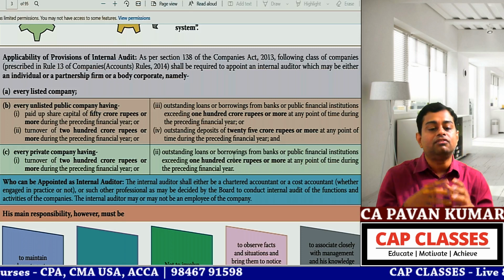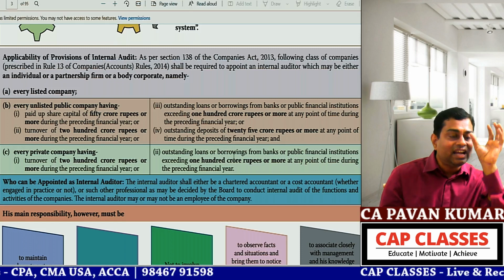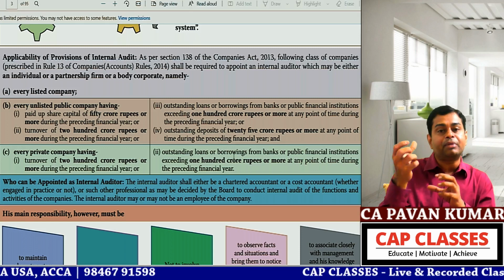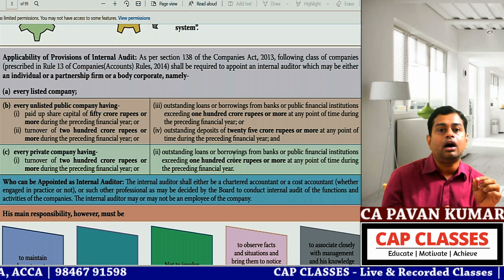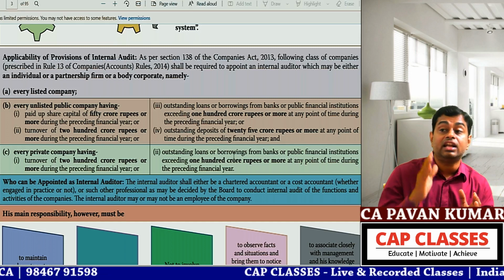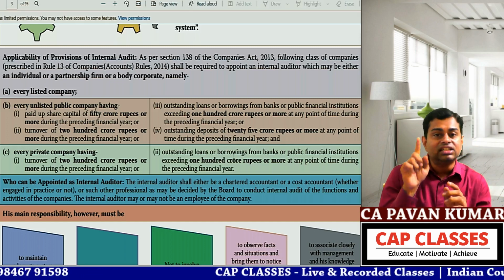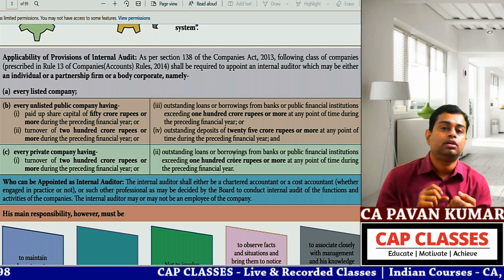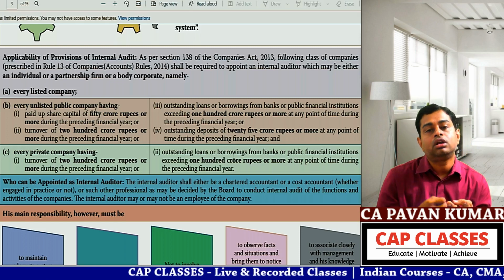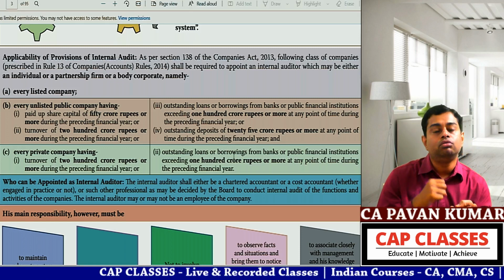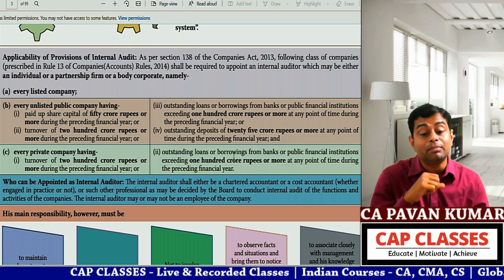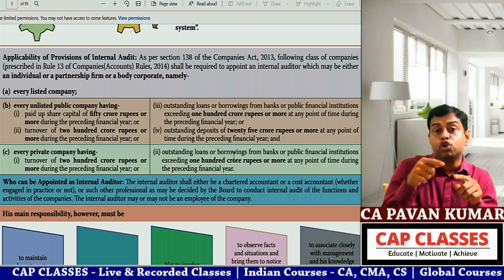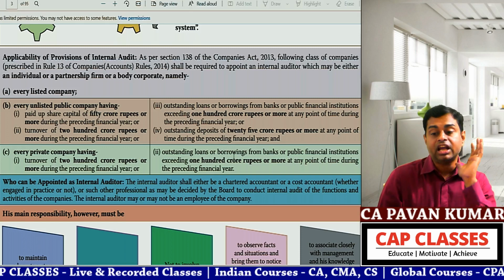Applicability of section 138, 3 arrow marks down. Category A, listed companies. Category B, unlisted public companies. Category C, private companies. Criteria: left side, what is the criteria? Middle, 4 criteria. Right hand side, 2 criteria. What is the criteria? Paid up share capital, this amount. Turnover, this amount. Loans and borrowings, this amount. Public deposits, this amount. Also, you need to write whether that is at the end of the financial year or during the financial year. You should be very careful. Final level.